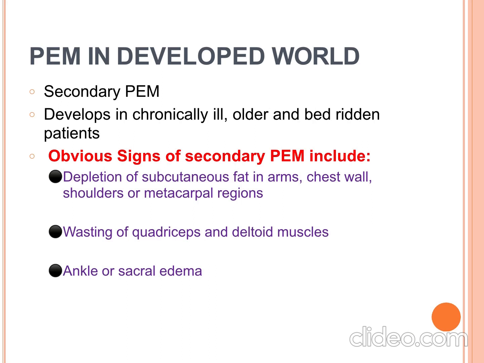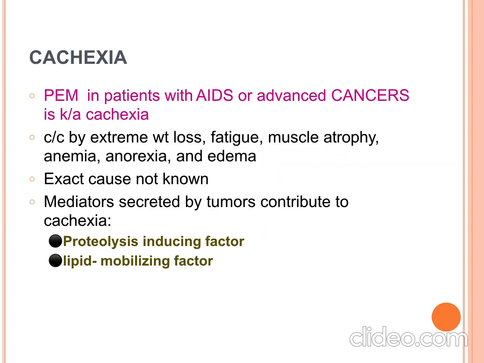Now we saw predominantly protein energy malnutrition in children. That which happens in older age is called secondary protein energy malnutrition. This develops in chronically ill, older, and bedridden patients. The obvious signs of secondary protein energy malnutrition include depletion of subcutaneous fat in the arms, chest wall, shoulders, or metacarpal regions, wasting of quadriceps and deltoid muscles, and ankle or sacral edema can be seen. Cachexia, protein energy malnutrition in patients with AIDS.